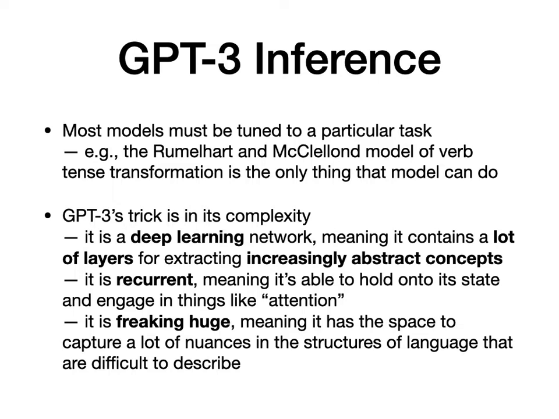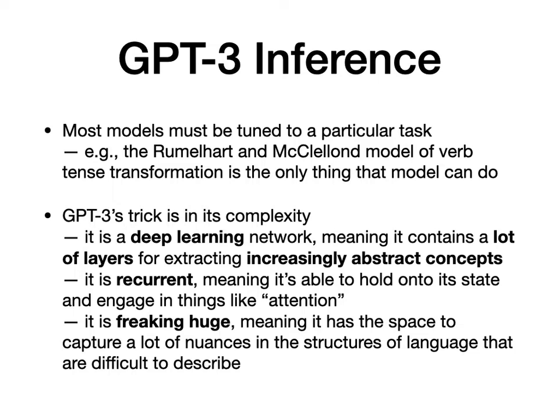It was a rudimentary model. Even though it was complex, it was cool. Like, we recognize that it's good. It was a good model, but it was trained for one thing. GPT-3 just scales up the complexity. So the big thing that helps it do more abstraction is it's a deep learning network, meaning it contains a lot of extra layers, right? More and more layers help it do increasingly abstract concepts.